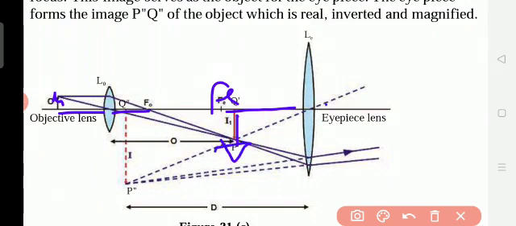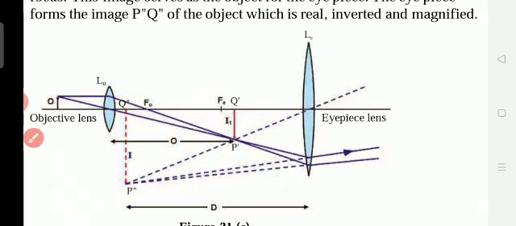Here you see the converging lens. Rays are always meeting at one point. So you see the image, we see it like a big image.